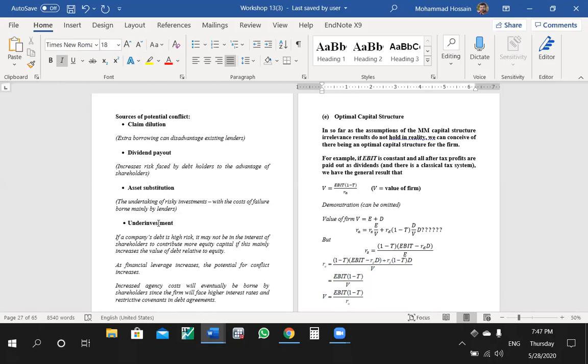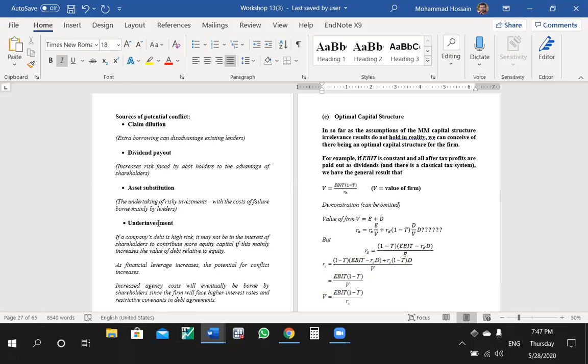Underinvestment means that they don't want to make investment with a less profit. Profit is there, but not very high profit. They will not make investment. They'll keep the money with them. These are the problem, conflict between them. Between whom? Between the shareholder and the management, agency problem. Also shareholders and the lenders. Okay.